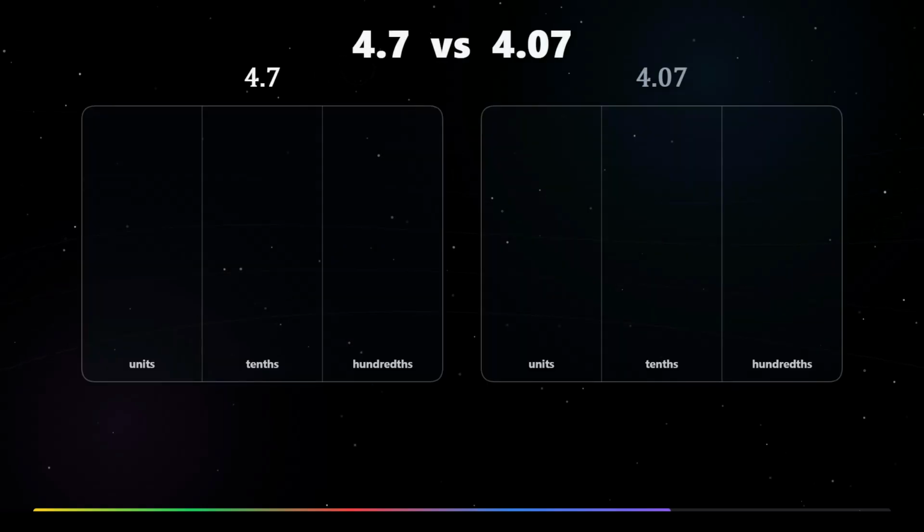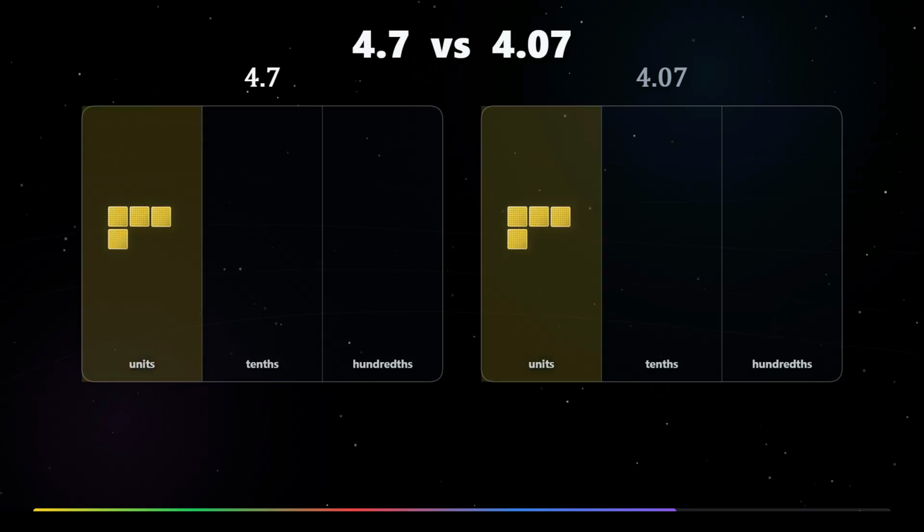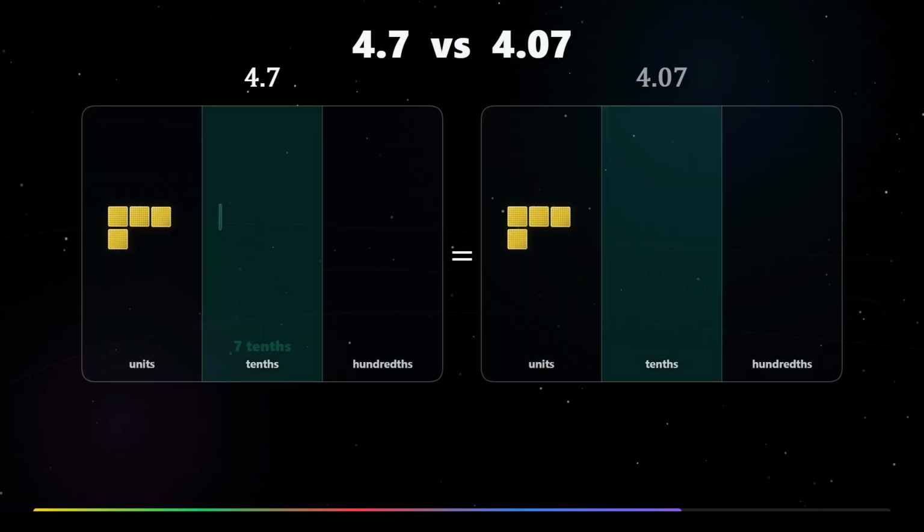Let's compare 2 decimals, 4.7 and 4.07. Start with the whole number part. Both numbers have 4 units, so they are tied so far. Now compare the tenths place. 4.7 has 7/10ths. 4.07 has 0/10ths. So 4.7 is greater.